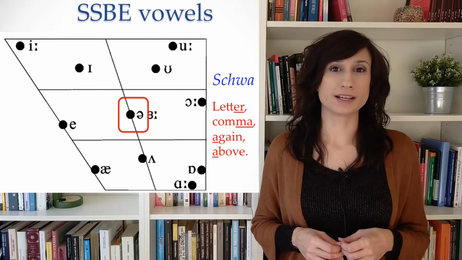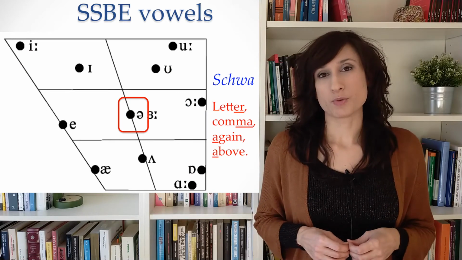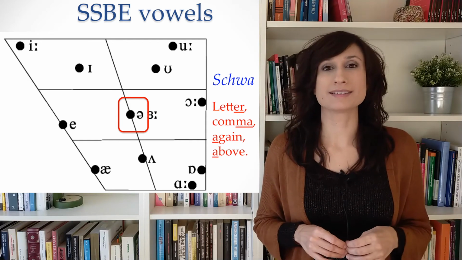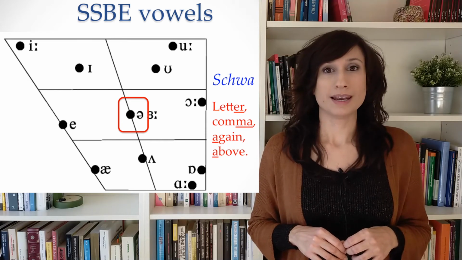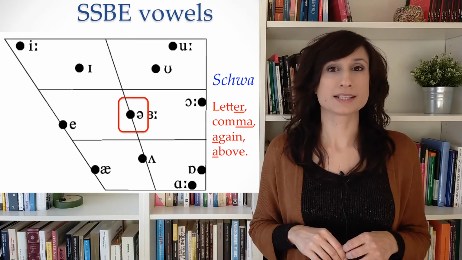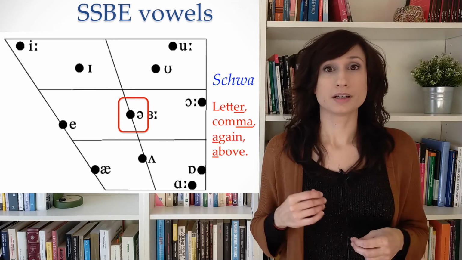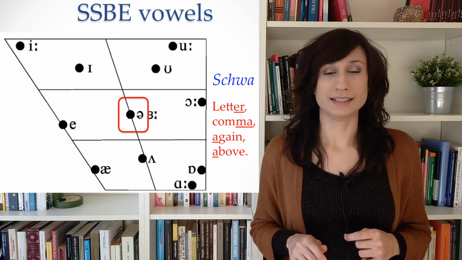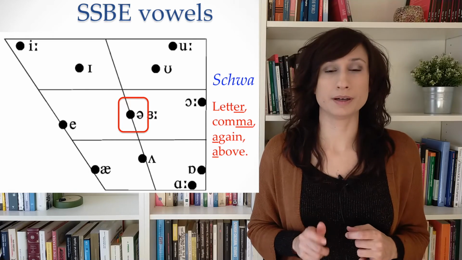Now let's talk about schwa. Schwa is the most famous of all English vowels. It even has a proper name, schwa. We'll talk about schwa in more detail in another video, but now you have to know that schwa is an unstressed vowel. For example, in the word comma or letter, it's produced in the same position as the previous vowel but it's shorter. It's very short. Letter, again, above.